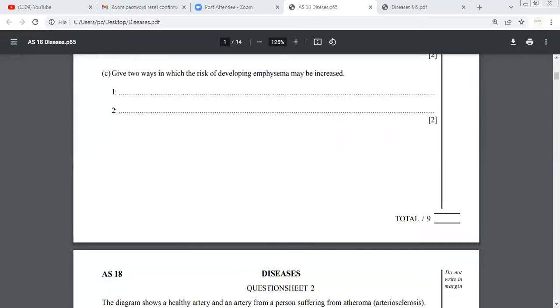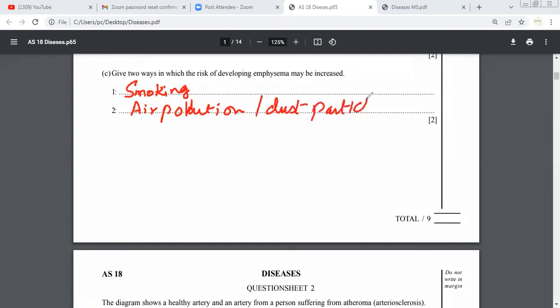Okay, another question is, give 2 ways in which the risk of developing emphysema may be increased. Number 1 is smoking, and second one is air pollution. Air pollution means dust particles or aerosols.